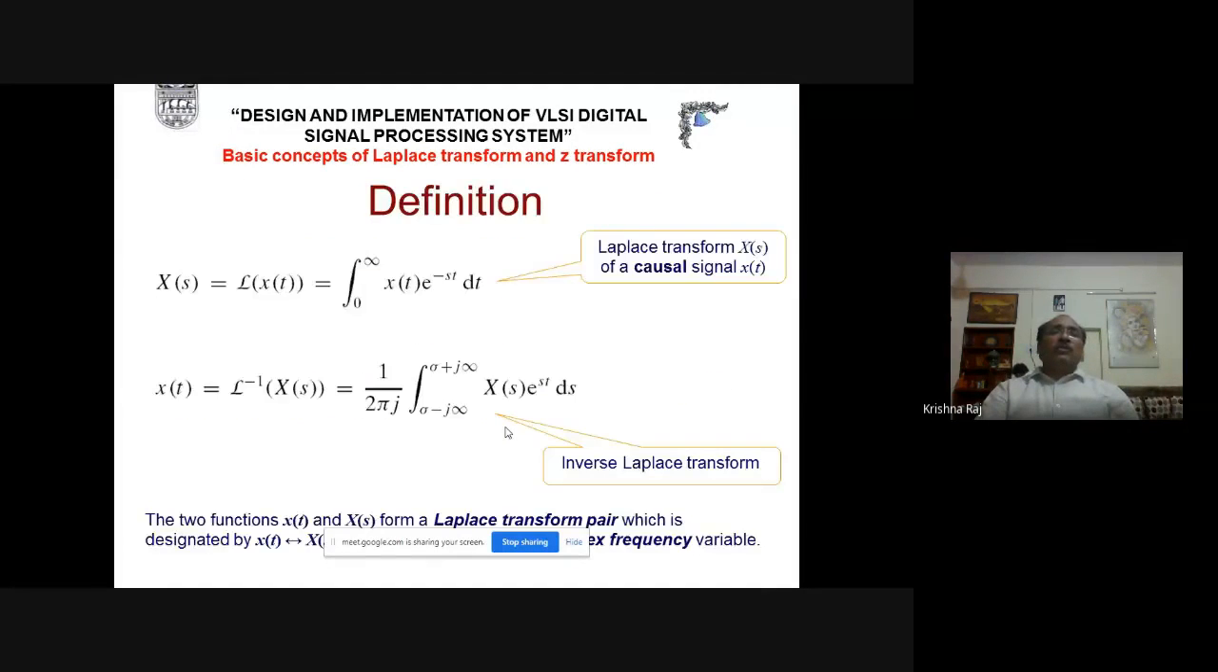Now, suppose we are interested in getting the Laplace transformation. We know the definition: the Laplace transformation of x(t) is derived by this mathematical equation here. The integration from 0 to infinity of x(t) e to the power minus st, and it is a causal signal x(t), that is, it exists only for positive values of time.